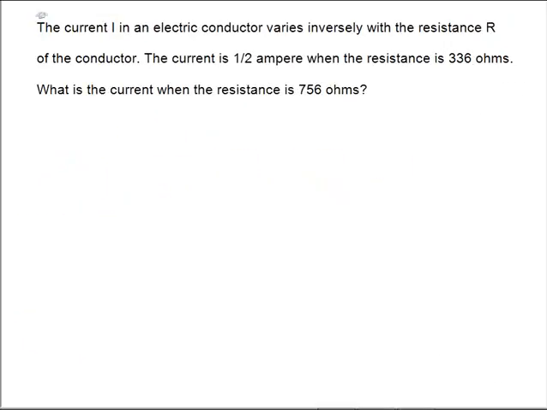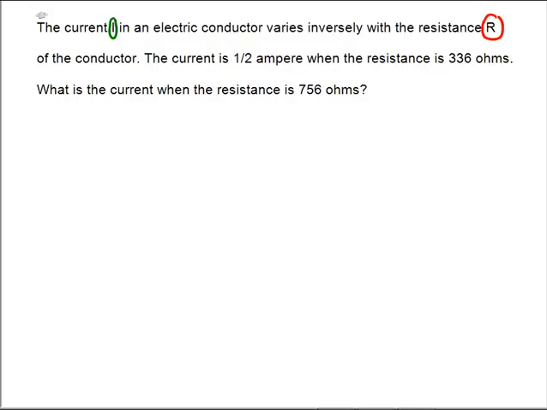Say that the current I in an electric conductor varies inversely with the resistance R of the conductor. The current is 1/2 ampere when the resistance is 336 ohms. What is the current when the resistance is 756 ohms?